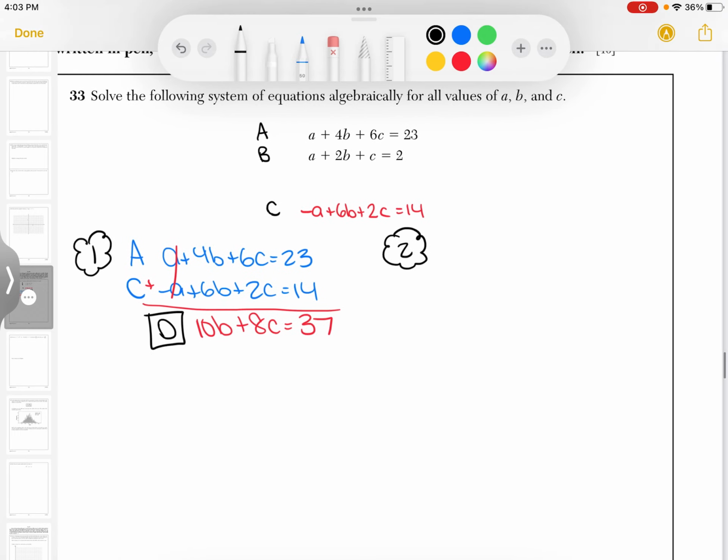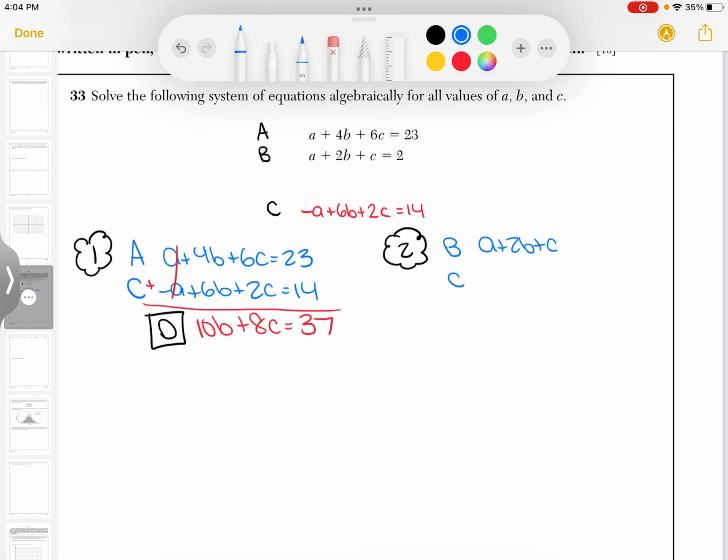Step 2 is the exact same thing. I just have to pick two different equations, but you still have to cancel the same variable. So I'm going to say that again. Step 2 is the exact same step. You pick two different equations, but you still have to cancel out the same variable. So it does not matter which ones you pick. I'm going to pick B and C because B has a positive A and C has a negative A. So when I put those together, they're going to cancel. So I want B and C.